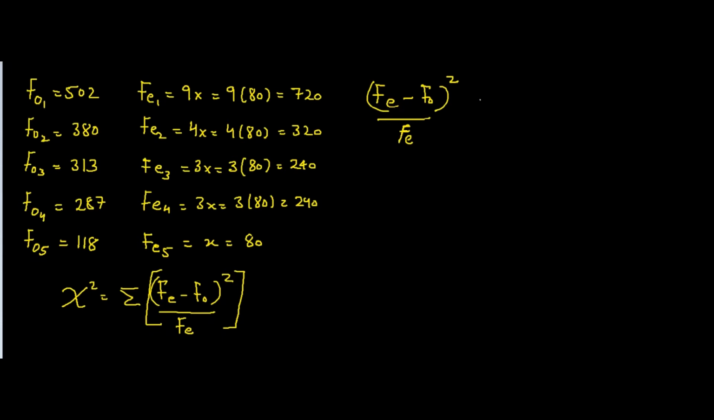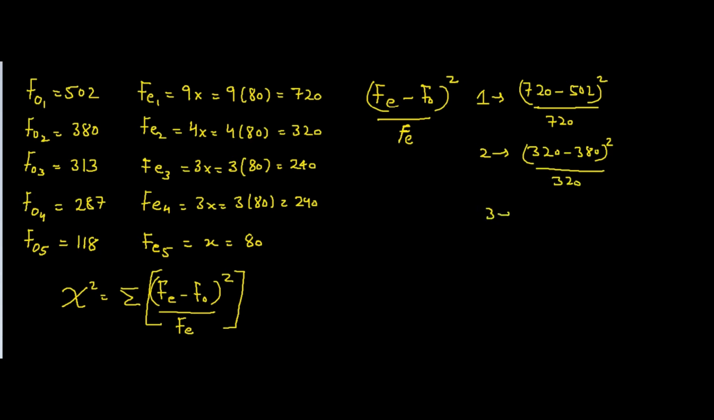Like for the first one, I am just writing it as 720 minus 502 whole square by 720, because FE for this is this much. Now for the second one, it is 320 minus 380 by the FE 320. For the third one, same way, 240 minus 313 whole square by 240.